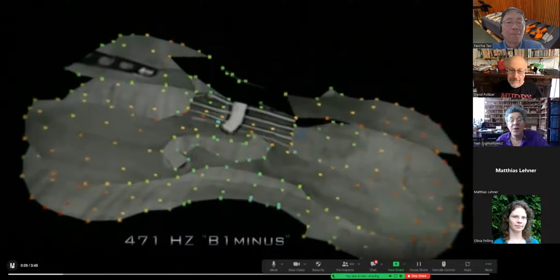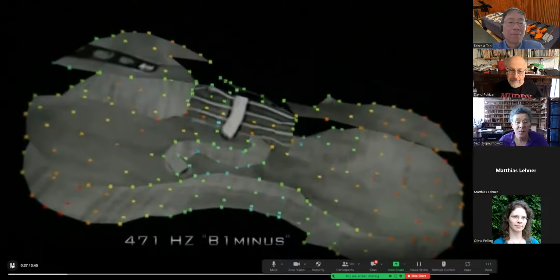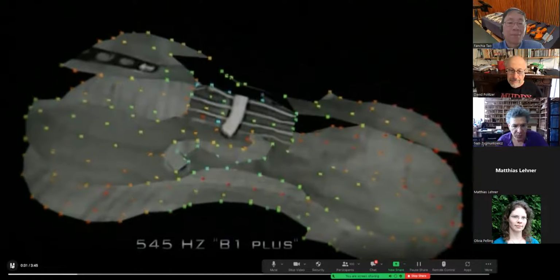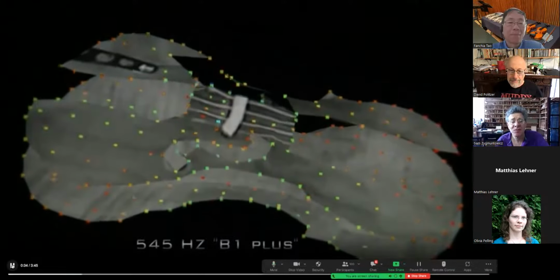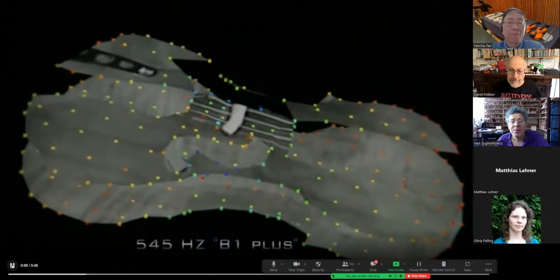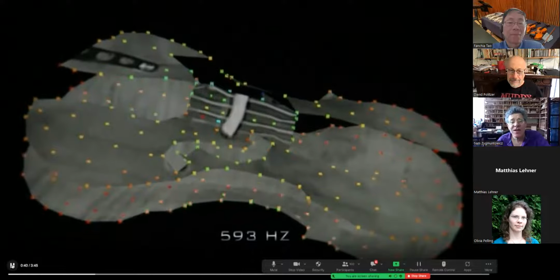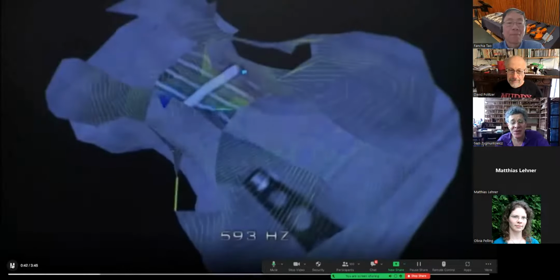B1 minus. B1 plus. Into the not so well named modes.